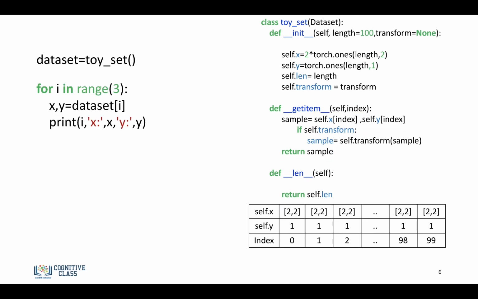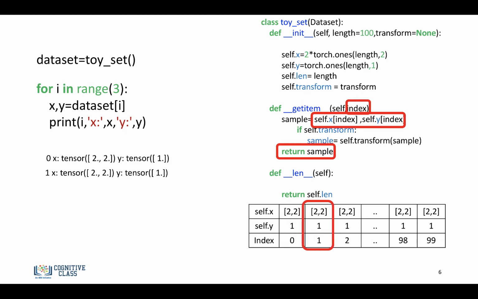So if we vary the argument of the dataset index, it will return the different values. So for the first value, this will be 0. We'll return the first element of x and y, assign it to sample, and return it. And I'll do this for the next few indexes.